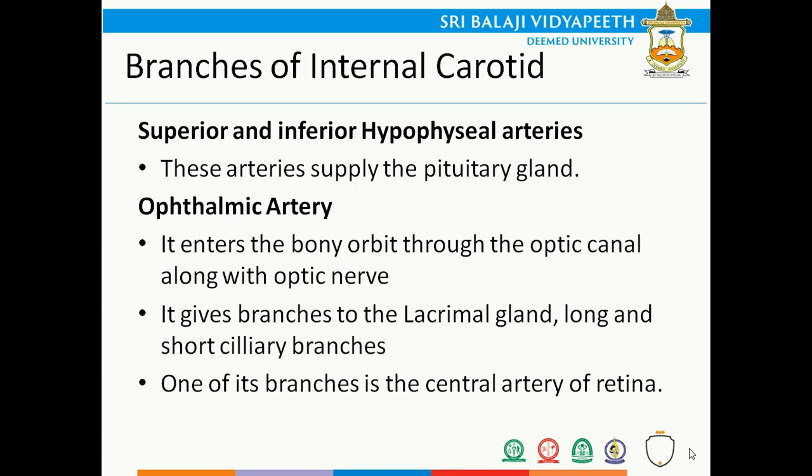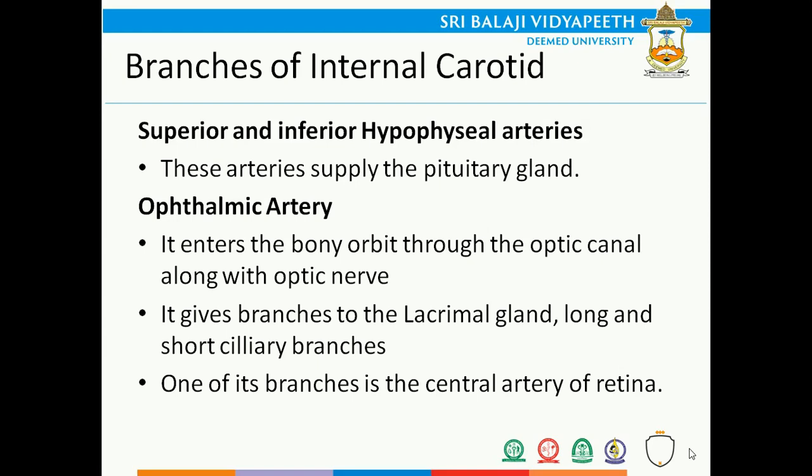It enters into the bony orbit through the optic canal, and it gives branches along with the optic nerve. It gives branches to the lacrimal gland, and long and short ciliary branches, and one of its branches also joins the optic nerve as the central artery of the retina. This central artery of the retina is an end artery and plays a very important role in vision. Whenever there is any thrombosis or clot within this artery, total blindness usually occurs. So, a very important branch of the ophthalmic artery, that is the second branch given from the carotid.